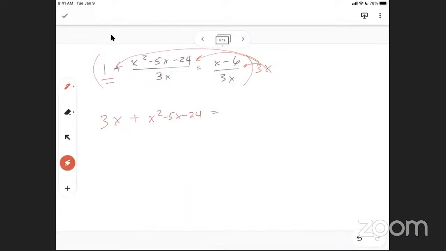Why didn't you do the x minus 6? Because what happened right here, when I went to multiply the 3x in? What happened when I multiplied it into here? Good, the 3x's cancel. Let me show you the work better. Do you understand what I'm talking about? So I'm taking x squared minus 5x minus 24 over 3x, and I'm taking x minus 6 over 3x, and I'm multiplying the 3x into each of these on the top.